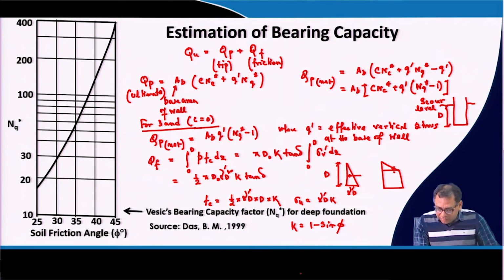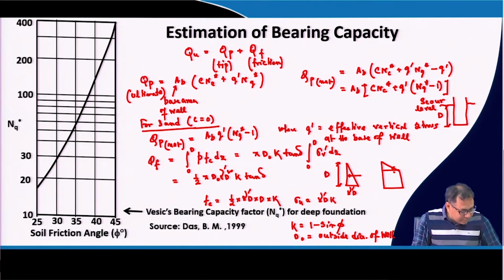Okay, so that means here we know that K will be 1 minus sin phi, delta I have discussed. So, this way we can determine the friction resistance and the tip resistance. D0 is equal to the outside diameter of the well. Okay. So, next I will discuss how we can calculate the bearing capacity if the well is in clay.